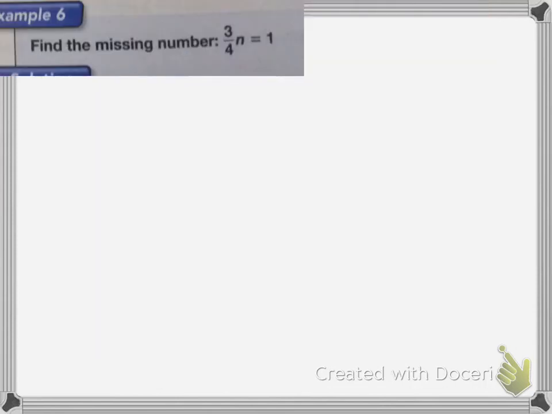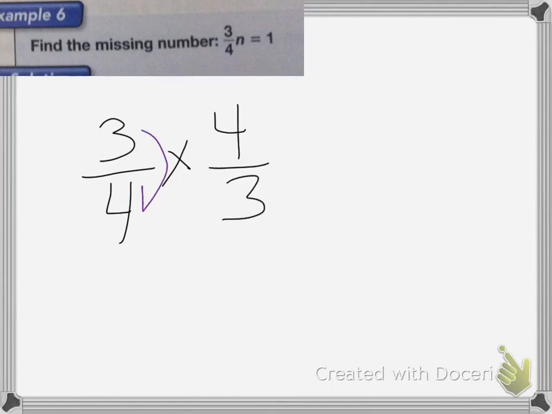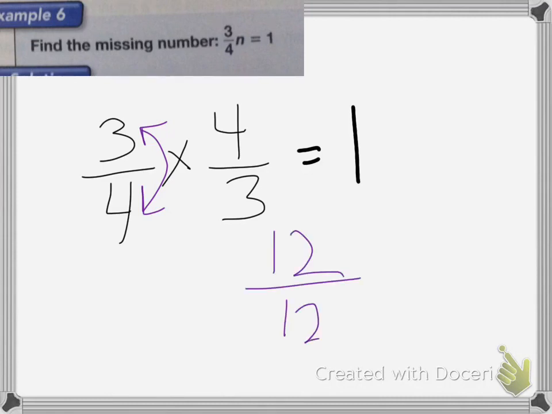So here, find the missing number. 3/4 times n equals 1. Well, since the answer is equal to 1, I know that I have to multiply 3/4 by its reciprocal. So the reciprocal of 3/4 is 4/3. So again, you flip the two numbers, and that is equal to 1. Okay. To double check, you can always multiply it across. 3 times 4 is equal to 12. 4 times 3 is equal to 12. 12 over 12 equals 1.